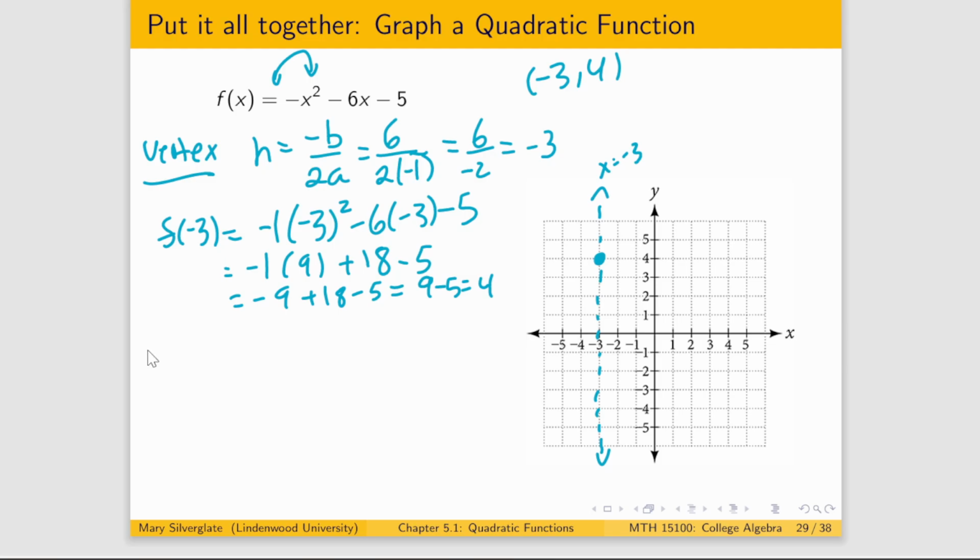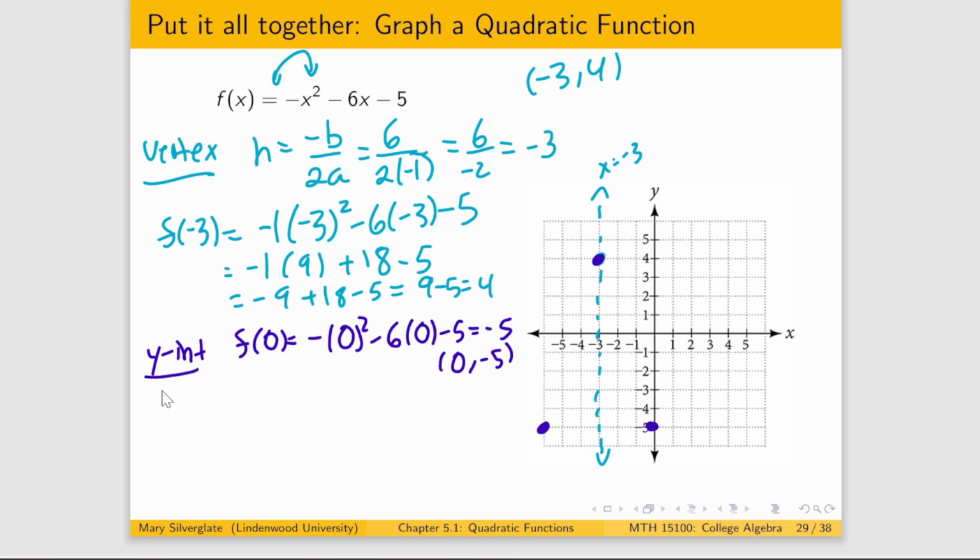Now let's find the y-intercept. So we know we have a y-intercept at f of 0. So that's -0 squared minus 6 times 0 minus 5. -0 squared is 0. -6 times 0 is 0. We're just left at -5. So we have a y-intercept at (0, -5). And we know this thing is symmetric, so there is an equidistant point over here as well.